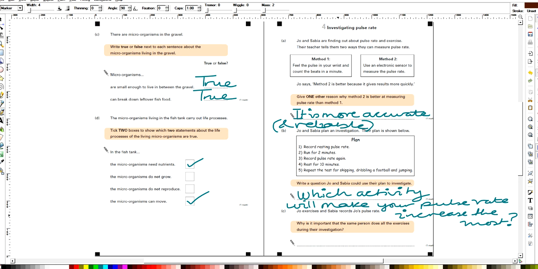Okay. Joe exercises and Sabia records Joe's pulse rate. Why is it important that the same person does all the exercise during the investigation? This is a nice, lovely scientific answer that we say. Okay, Arwa. It's because their pulse is different. So what's the purpose, to make the test fair? Fair, well done. So we have a fair test. So there's no cheating, there's no messing about.